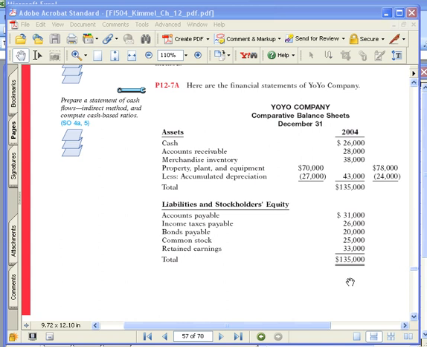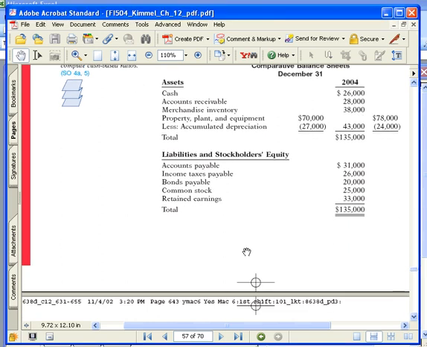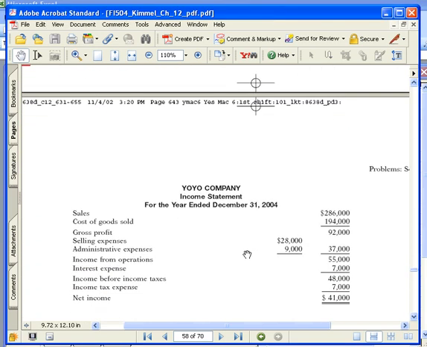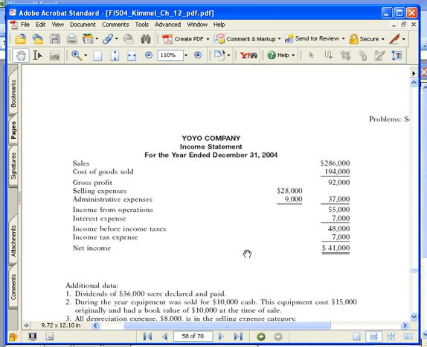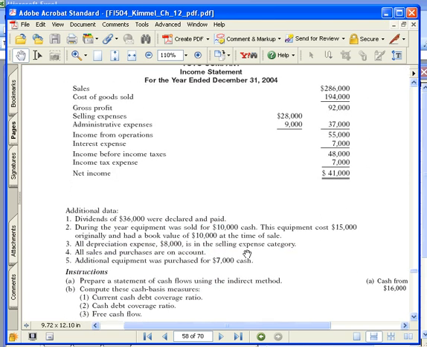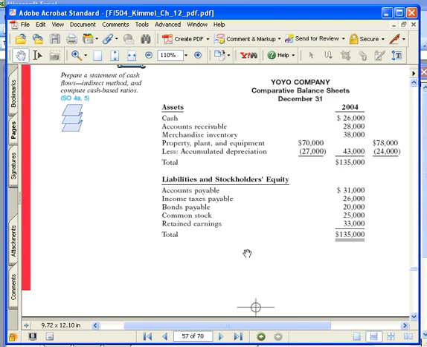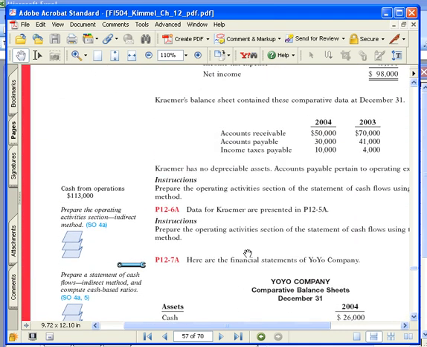Okay, what you're looking at here is a screenshot of P12-7A from the ebook. We have some comparative balance sheets in front of us, and there's some other extra information below. There's an income statement for the year ended 2004 and some other data. All I'm going to work through is Part A, which is prepare a statement of cash flows using the indirect method. Okay, let's put this back up, and I'm going to flip over to Excel.